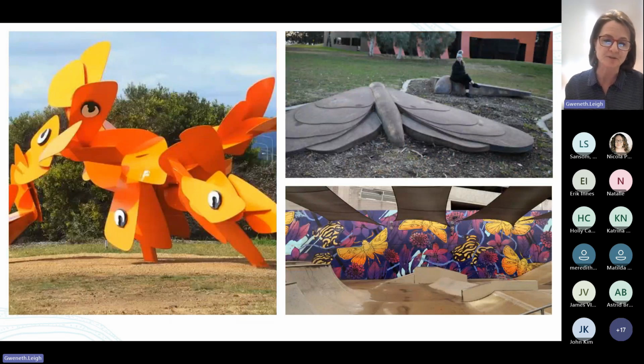You can see it in sculptures along the roadway. The one to the left is on the way to Tuggeranong. You can see it in front of national institutions like the National Museum, which is the one in the top right. You can even find it in the backdrop of skate parks, which is the image on the bottom right.